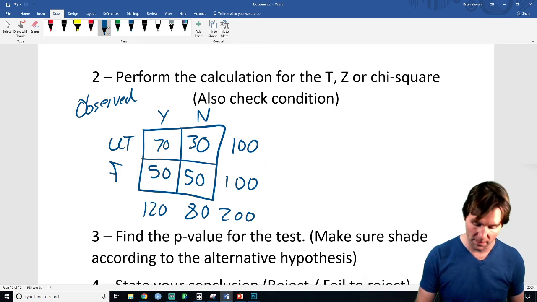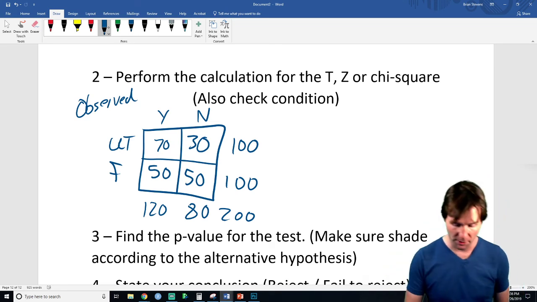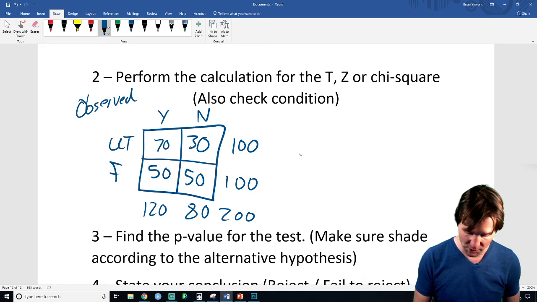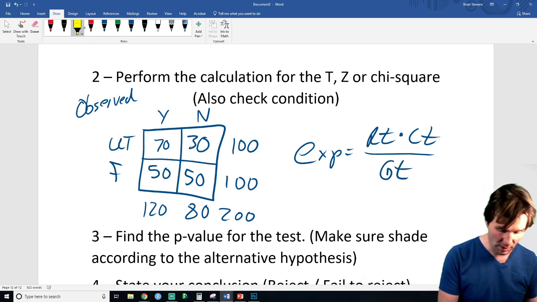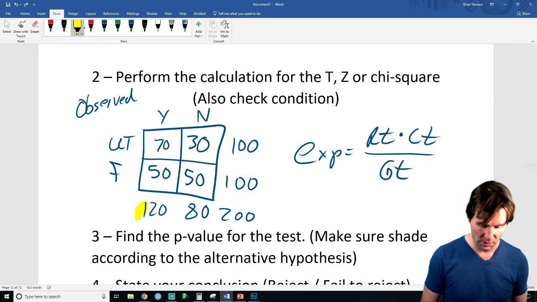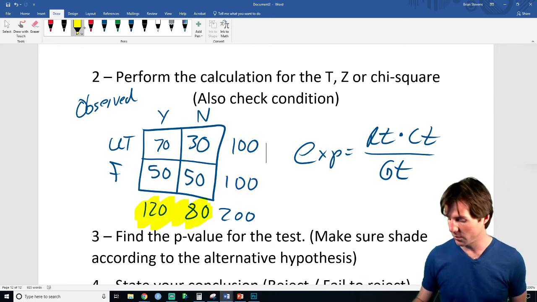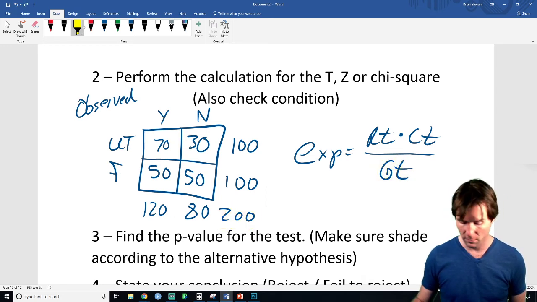And I'm going to show you a trick. The formula for the expected values, which is what I talked about earlier: every expected value is equal to row total times column total over grand total. Just to be clear, what are row totals? These are row totals. What are column totals? These are column totals. What is the grand total? That is the grand total.